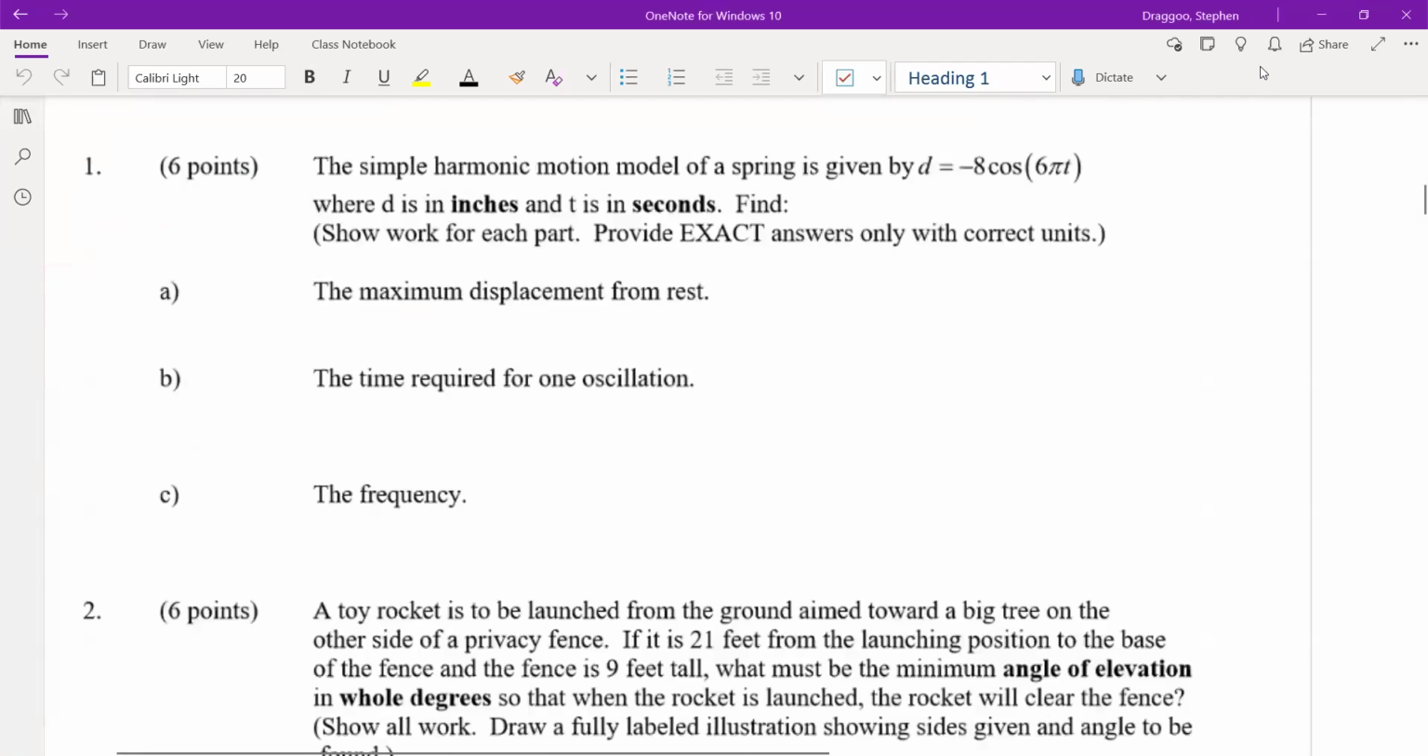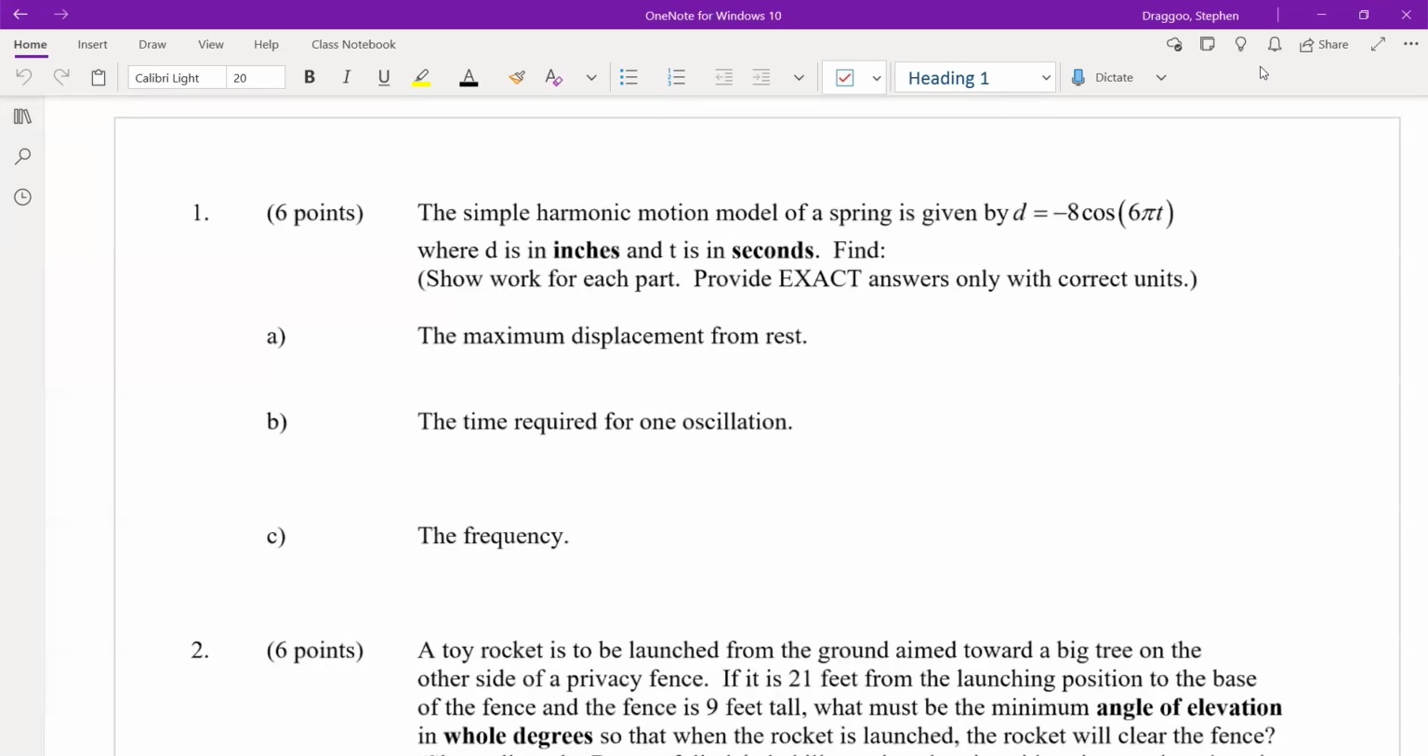So our first question. We've got the simple harmonic motion of some object modeled by the equation given here. D is equal to -8 cosine of 6 pi t, where D is in inches and t is in seconds. Provide exact answers and use correct units. We want to make sure that we get that part right as well.